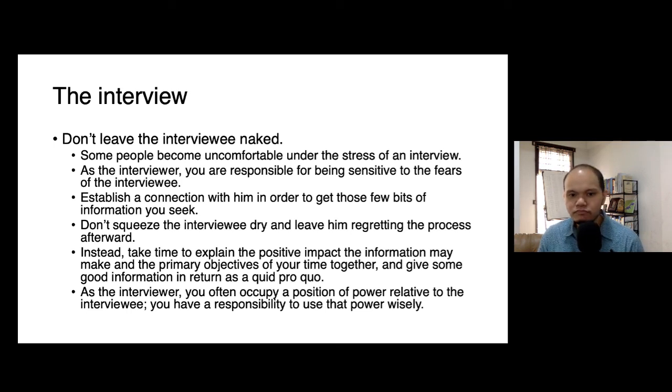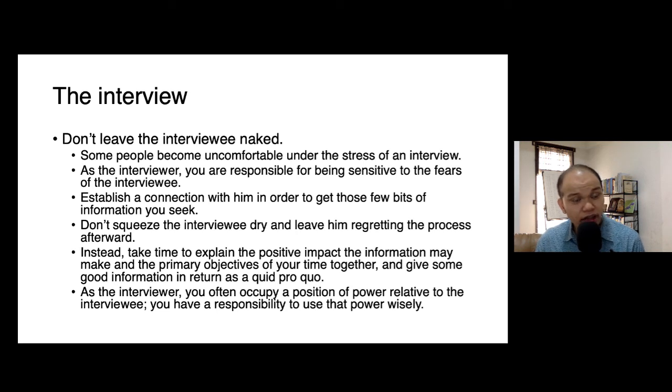Instead, take the time to explain the positive impact the information may make. Especially if you think that them answering your question might be like them squealing on their teammates, or feeling like a traitor to their organization. They shouldn't feel that way, right?